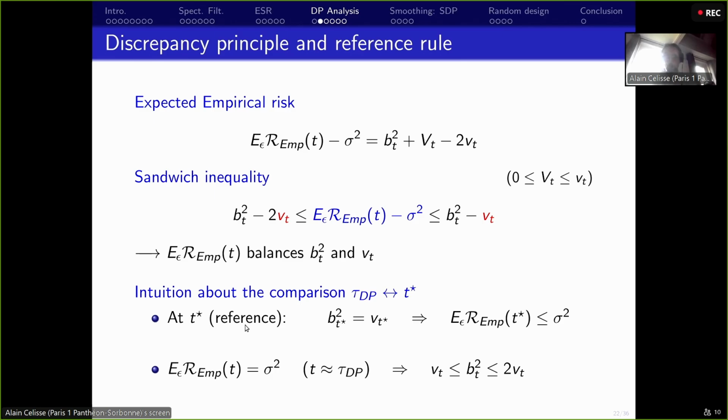On the contrary, if you're defining t as tau dp, and if you are willing to assume that the expected empirical risk is close to the empirical risk itself, then by definition of tau dp, which is the first time at which the empirical risk becomes smaller or equal to sigma squared, then you are in a situation where this term is approximately 0, meaning that at this position, precisely for this number of iteration tau dp, you are in a situation where the bias is already smaller than twice the proxy variance. So you see that these two stopping rules, tau dp and the reference stopping rule, actually create a connection between the difference between the empirical risk and sigma squared on the one hand, and on the other hand, between the bias and the variance terms. So this is very nice, and this is a property we will exploit in what follows.